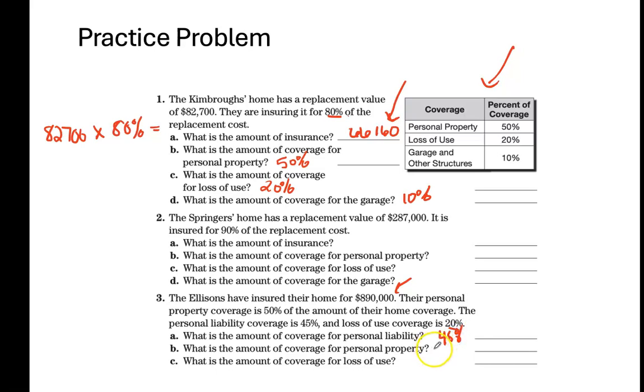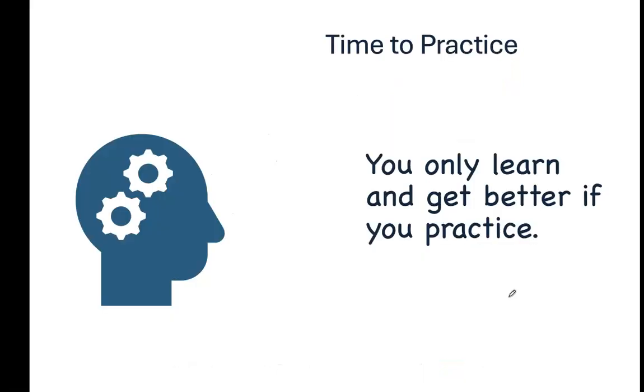The personal property coverage is 50% of their home value. The personal liability is 45%. This is 50, and their loss of use is 20%. So again, you're just taking this number times each one of these to get this here. And for the last one, you're just doing the same thing. You're just multiplying. So hopefully that helps you get started on the practice. And remember, you only learn and get better if you practice.